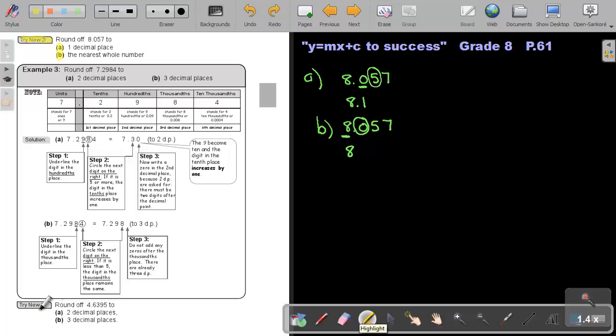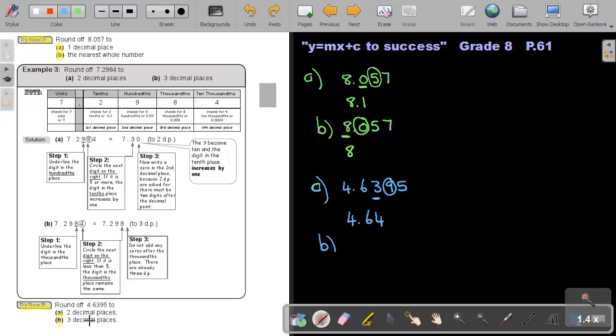Okay, I want you to try now number 3, again number A as well as number B. Okay, let's do it. I just want to take another color. Okay, again write down the number. So it's 4.6395. And I said 2 decimal places, so 1, 2. Put a circle around. I just look if this one is 5 or more. It's 5 or more, so this one will become 1 more. So it will be 4.64.